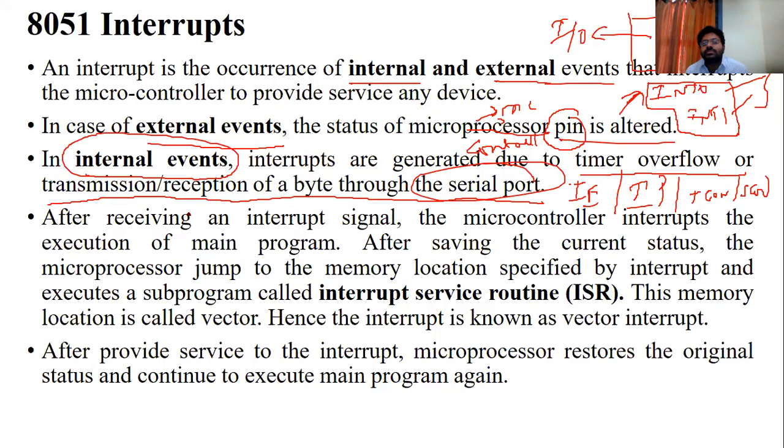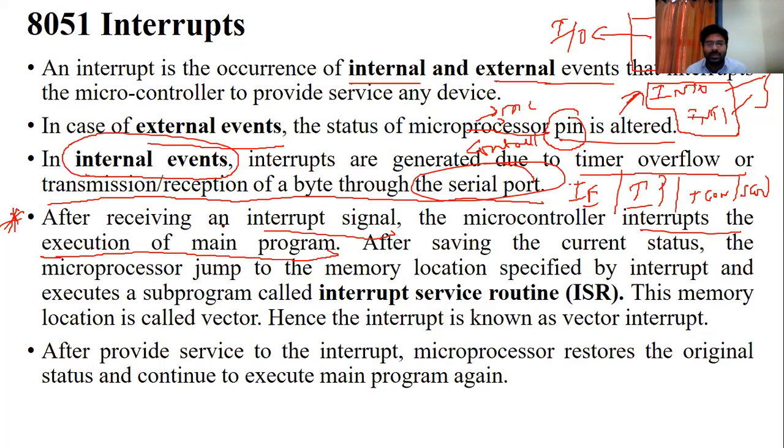So what will happen after receiving the interrupt signal? See this point. This point will give what the interrupt is. Once you receive the interrupt signal, the microcontroller interrupts the execution of the main program, nothing but whatever program the microprocessor is currently executing. It may perform some addition operation, or some subtraction operation, or some logical operation, or whatever it may be.